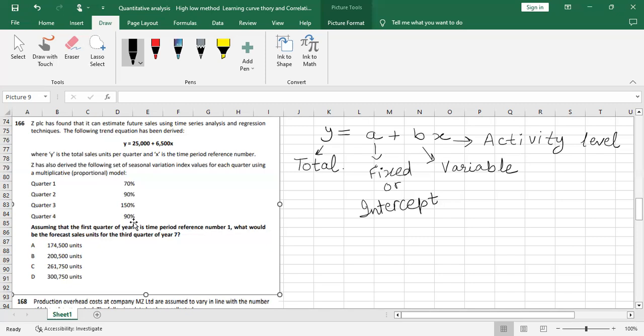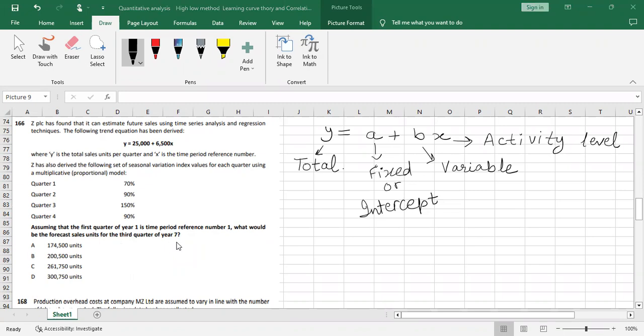Similarly, quarter 1 for year 3 is denoted by 9, and quarter 4 for year 3 is denoted by 12, and so on. Now we are talking about the third quarter of year 7. Can you tell me what would be the reference number of the third quarter for year 7? As I told you, quarter 4 for year 1 is number 4, quarter 4 for year 2 is number 8, quarter 4 for year 3 is 12, and so on. Then what would be the number for the third quarter of year 7?